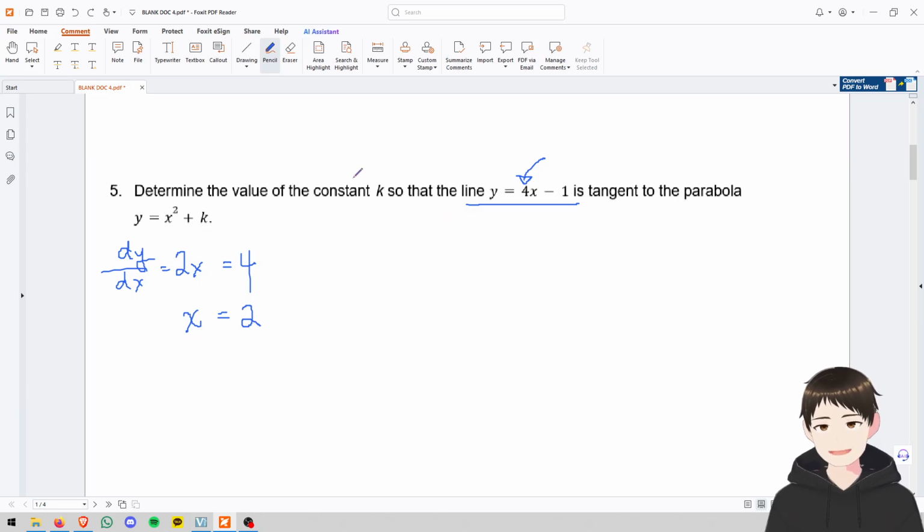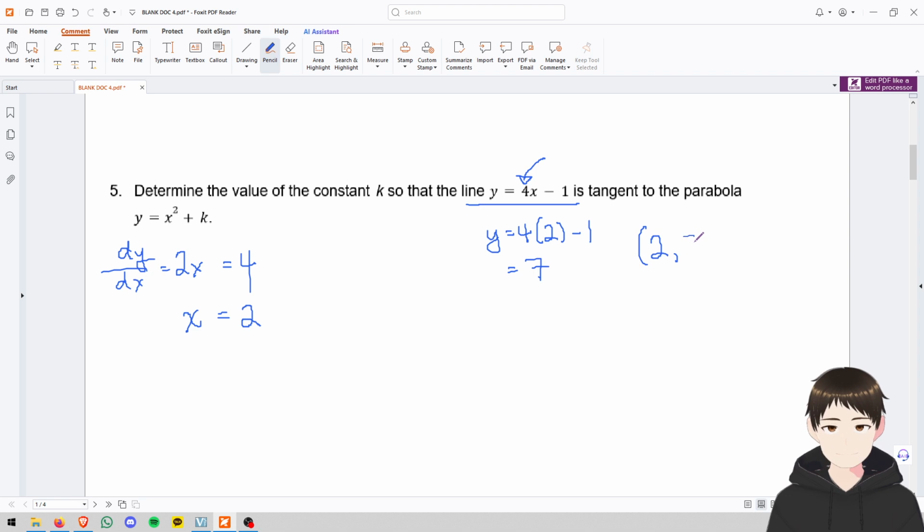But here's the thing. Once again, just like question 2, the point on this tangent is the same point on the curve, right? At 2. So y is equal to 4 times 2 minus 1. The point on the tangent, (2, 7), is also a point on the parabola.